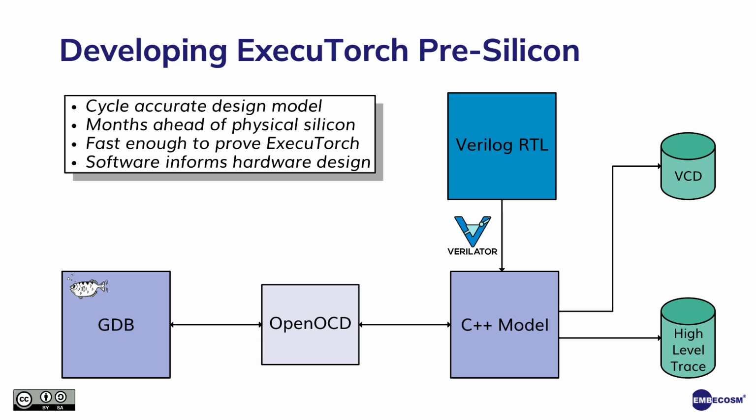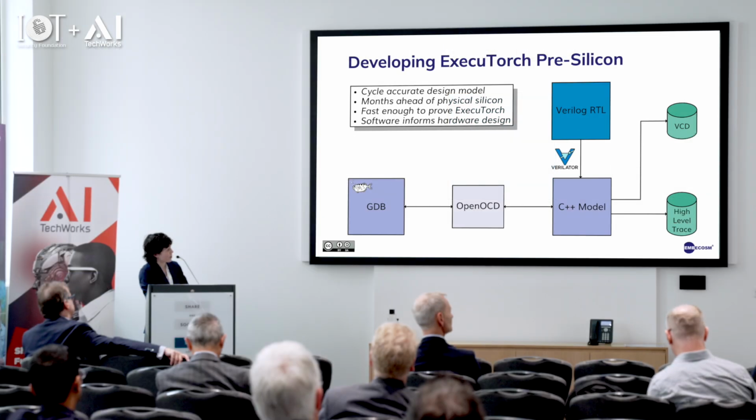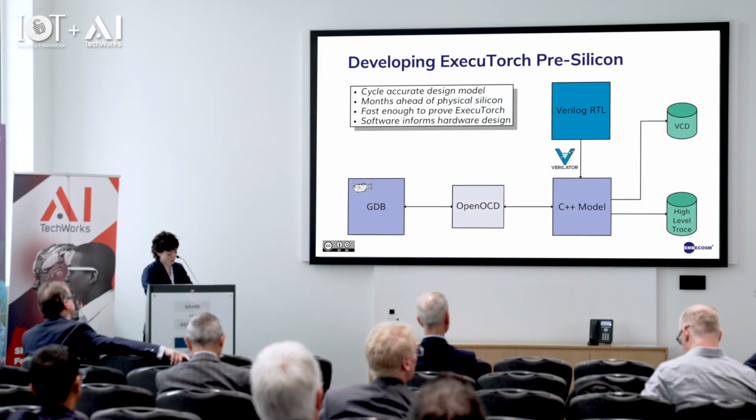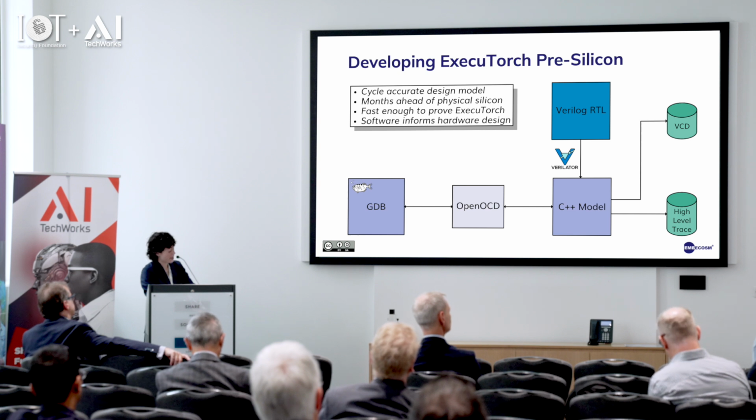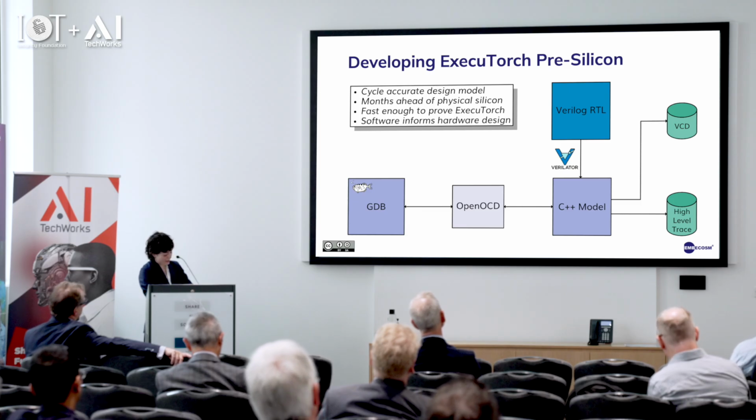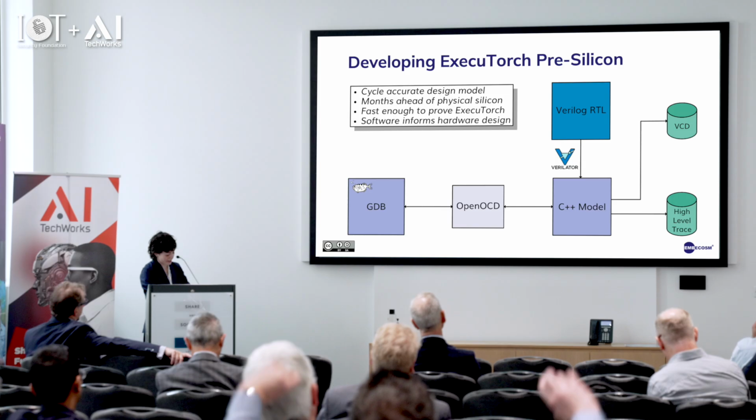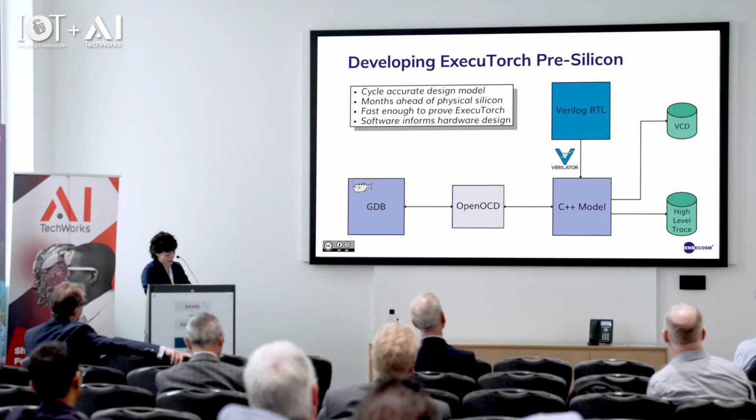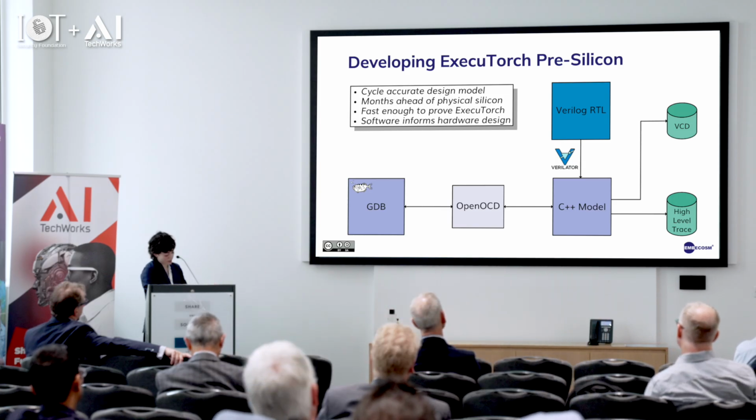Instead, we use Verilator, which takes the hardware design, the Verilog RTL, and compiles it into a C++ model. The model is cycle accurate, so it behaves exactly like the final chip, just a lot slower. And as you can see, we can also connect standard debugging tools like GDB and OpenOCD directly to the C++ model, so we can debug the bare metal code just as if we had the hardware.